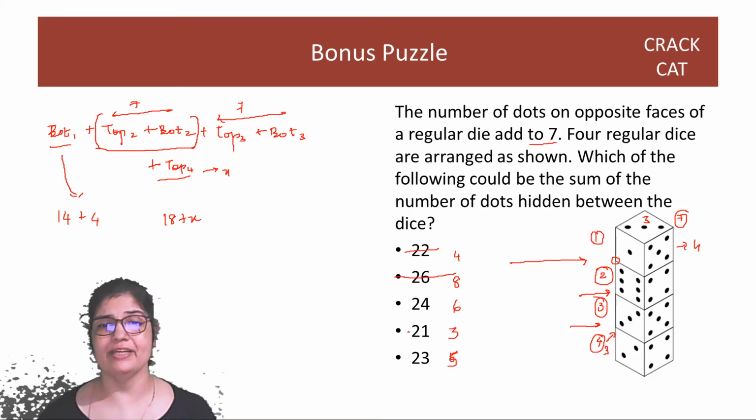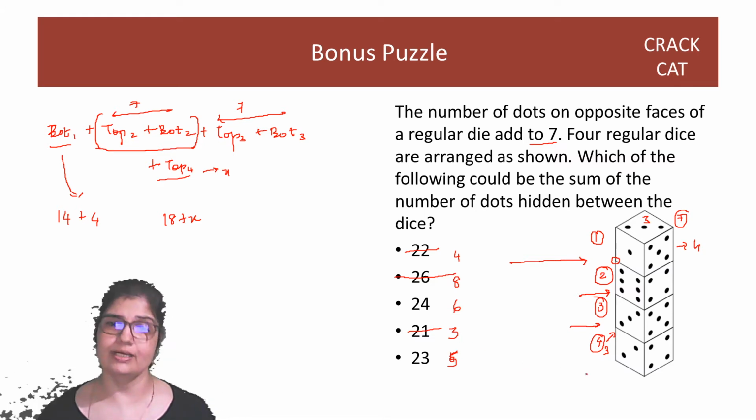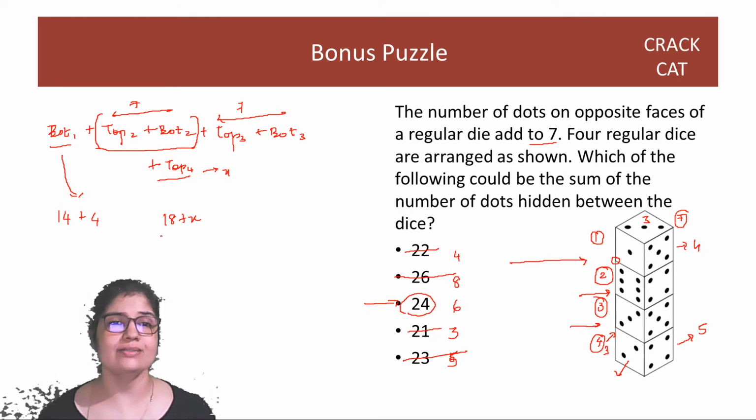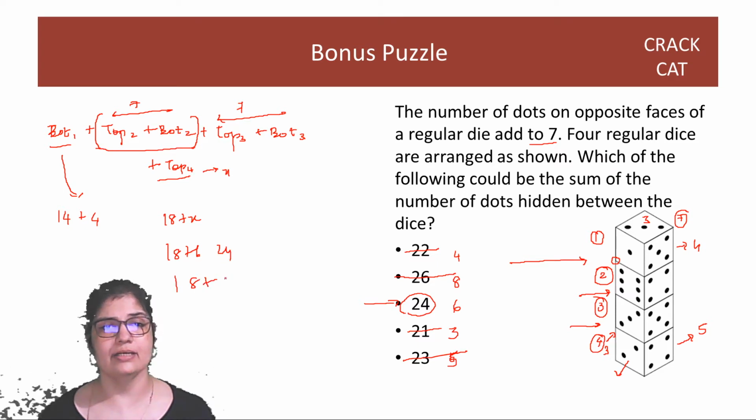So I cannot have 18 plus 3 also. It cannot be on top. So 21 is also out. Since 2 is here, the back has to have the 5 here. So 18 plus 5 is also out. And hence we are only left with the answer of 24. So answer could either be 18 plus 6, 24, or it could be 18 plus 1, 19. There are two possibilities for the answers.